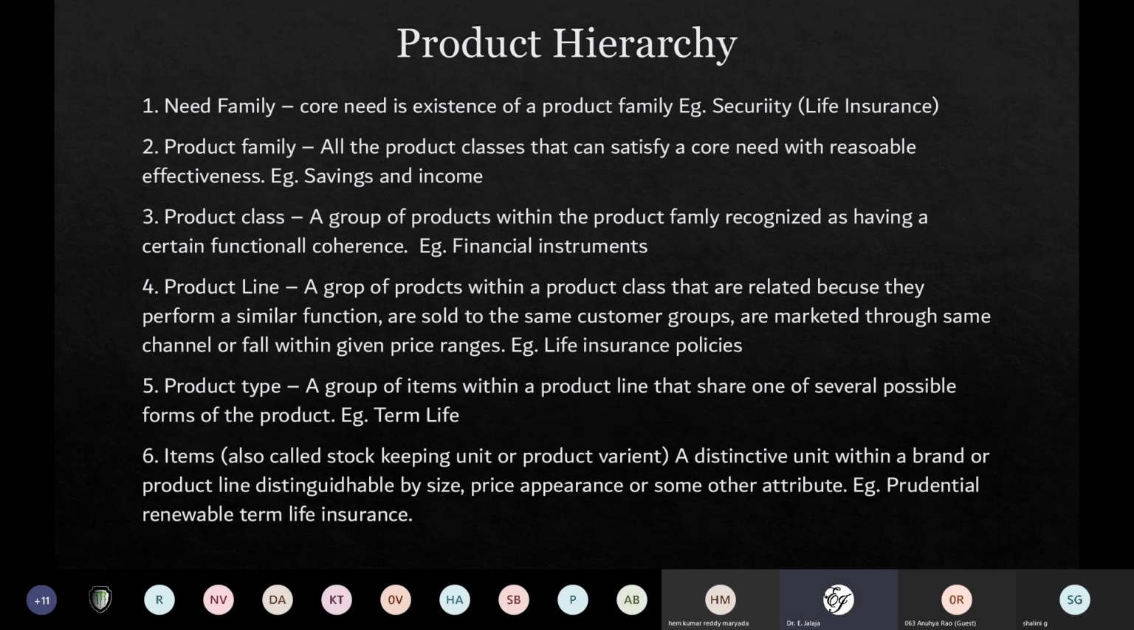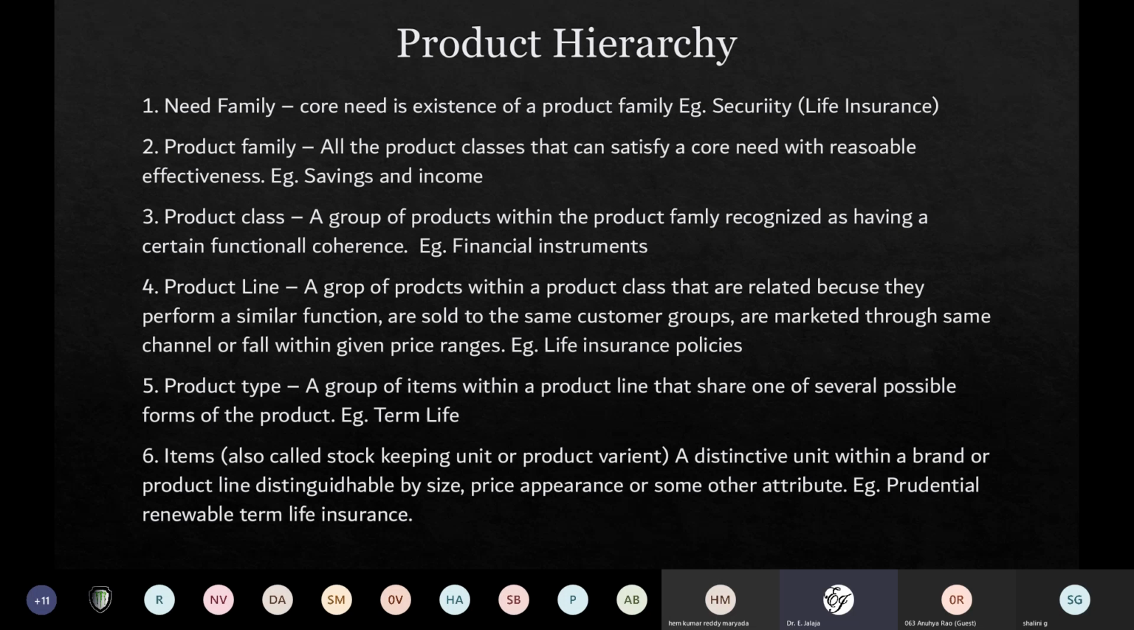So all the policies you are mentioning are in the product line; we call them a line. In that, you have a product type, whether it is a term policy, or we have many other types of policies, like endowment policy, pension policies. We have different types of policies. So a group of items within a product line sharing the possible form of a product, that is what term life is.